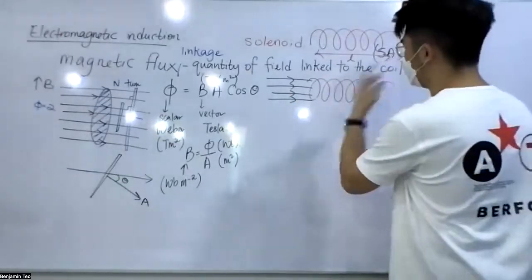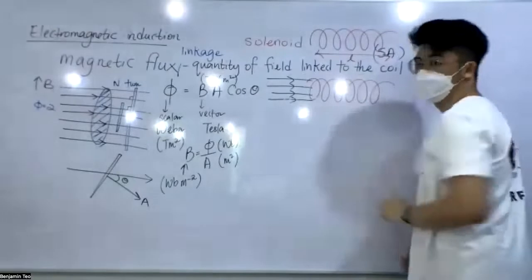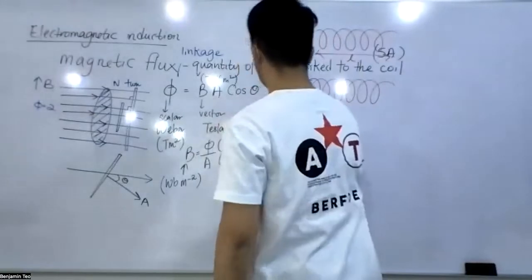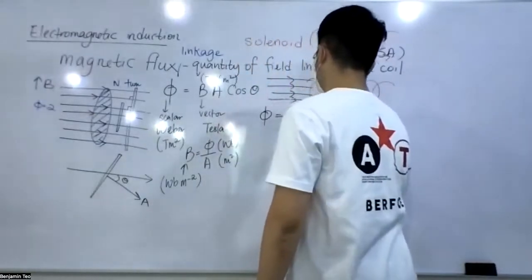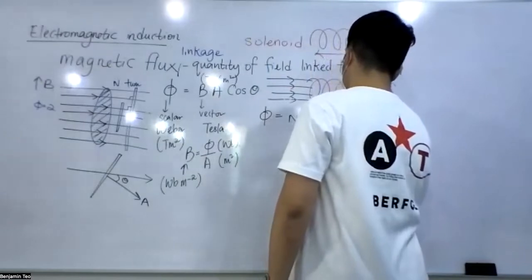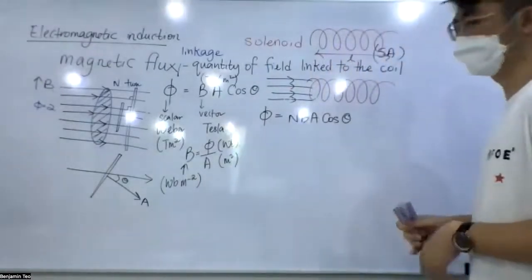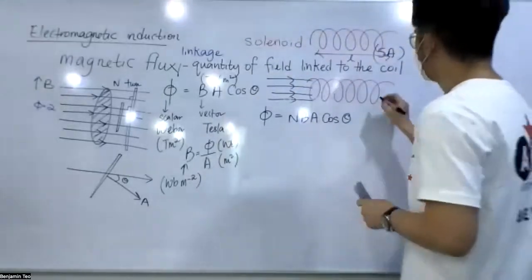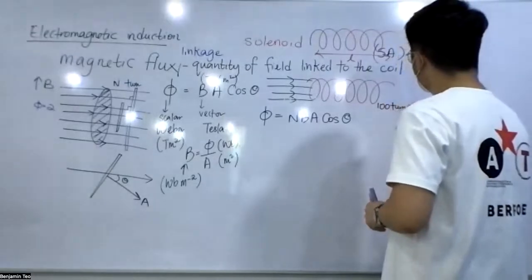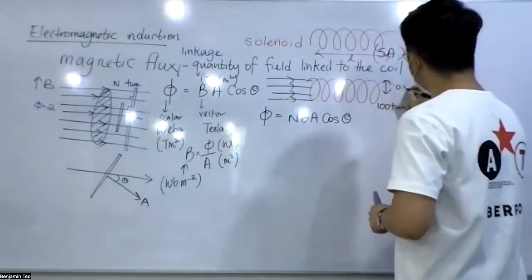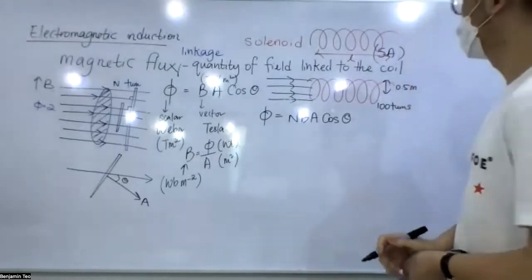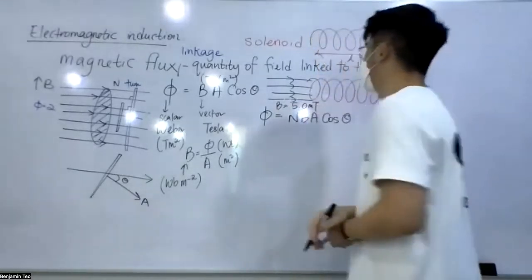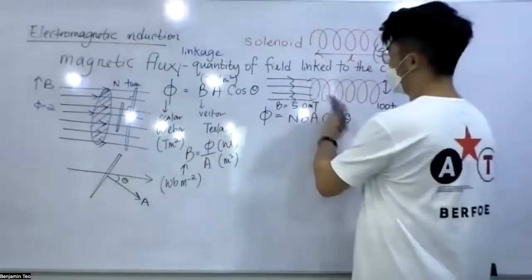What is the linkage of this one? The quantity of the flux linked to our solenoid. So that changes our equation. We will add a quantity, number of turns: N B A cos theta. Okay, so let's say I want to calculate. All right, our coil has 100 turns. Given the radius is 0.5 meter, the flux density B is 5.0 millitesla. What is the magnetic flux linkage?